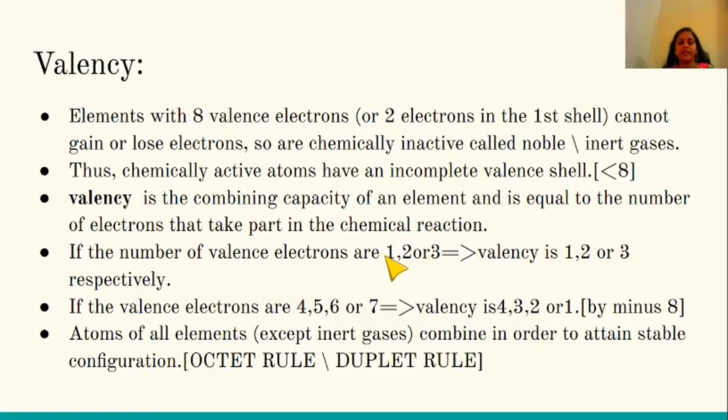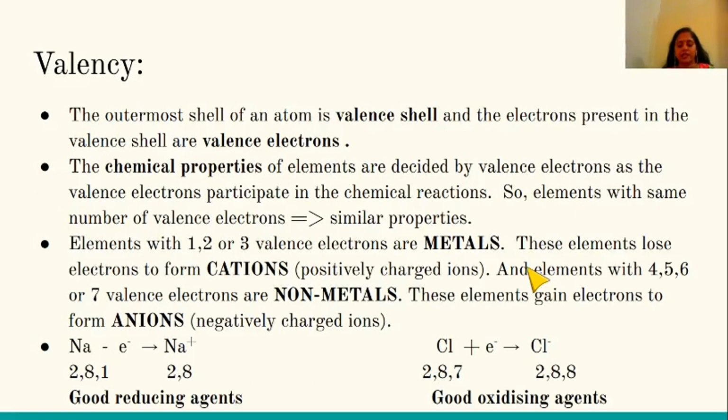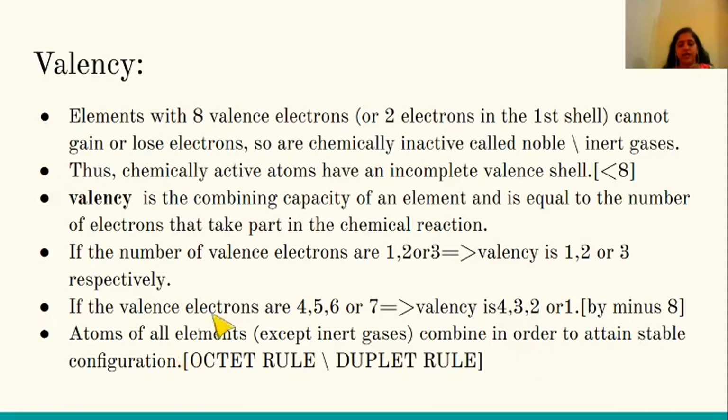If there is 1 electron in the outermost orbit, valency is 1. Like sodium has 1 electron in the outermost orbit, the valency is 1. Similarly, if there are 2 electrons, the valency is 2. Magnesium, 2 electrons, valency 2. Aluminium, 3 electrons in the outermost orbit, valency will be 3. But if the valence electrons are 4, 5, 6 or 7, the valency will be 4, 3, 2 or 1. How? We subtract it from 8. 8 minus 4 is 4, 8 minus 5 is 3, 8 minus 6 is 2, 8 minus 7 is 1. So, we subtract from 8.